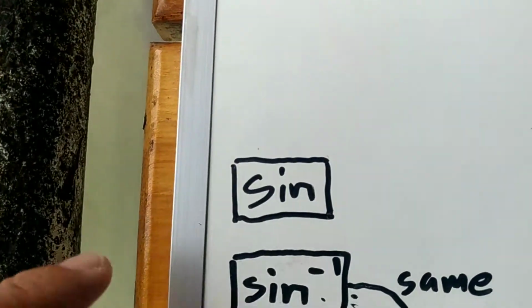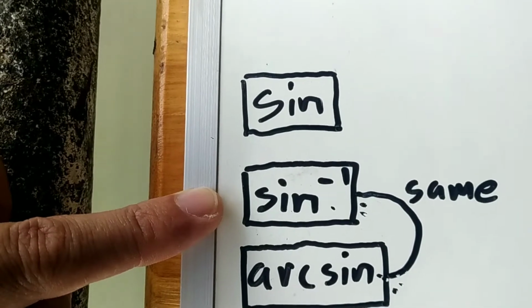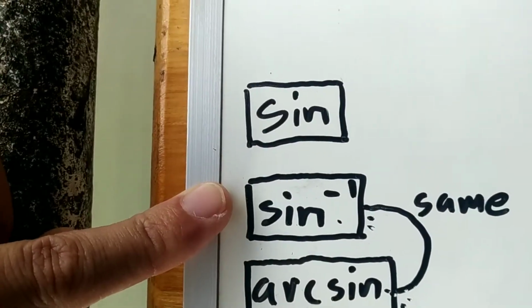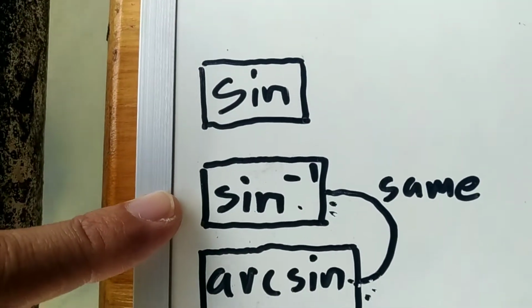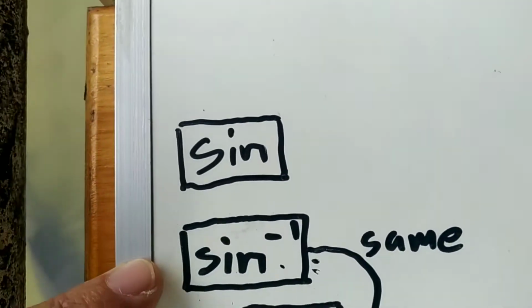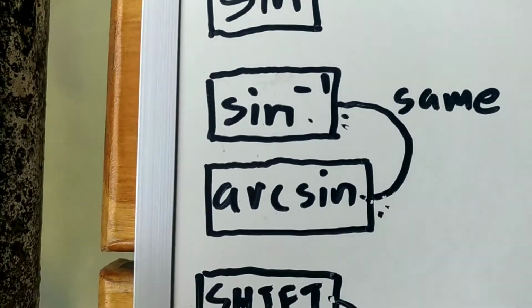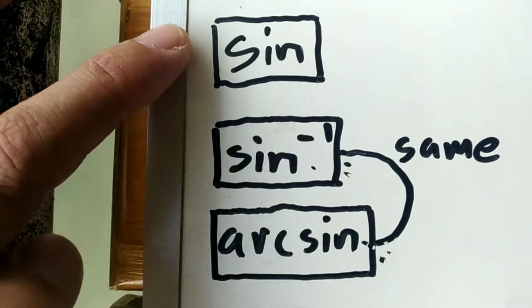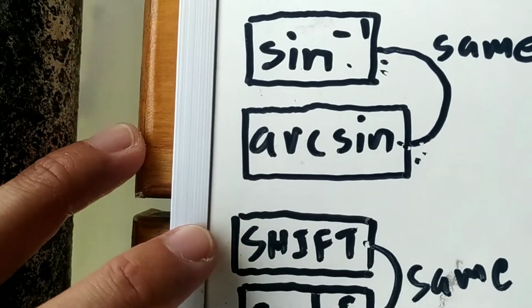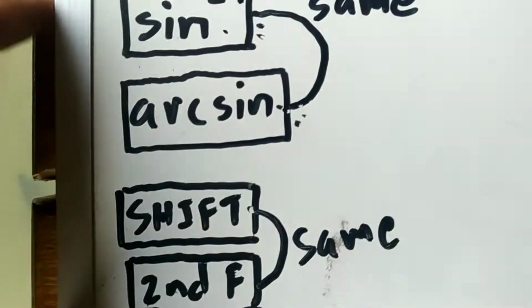Now on top of your sine key, you may see this key, the inverse sine. This one will give you the angle. This one will give you sine of the angle. Some older calculators may have arc sine. Arc sine and inverse sine are the same. To get to this function, which may be on top of this function, you may need to hit the yellow shift key. Shift or second function will be the same.